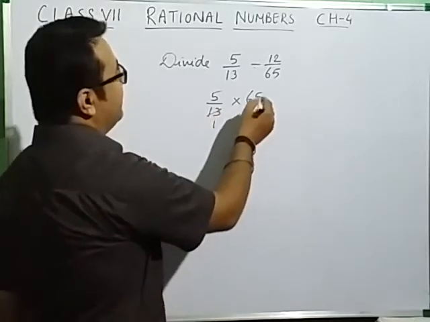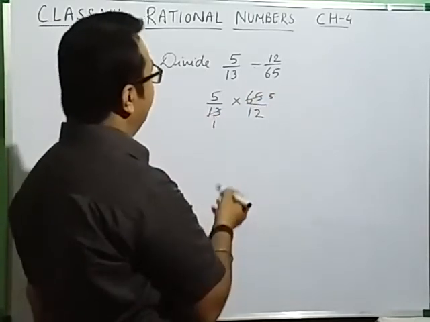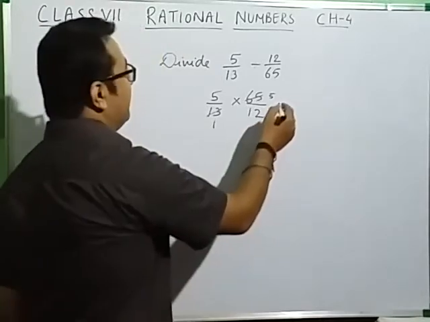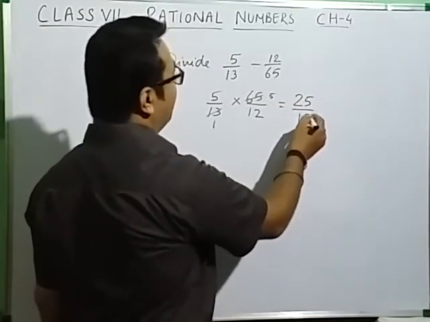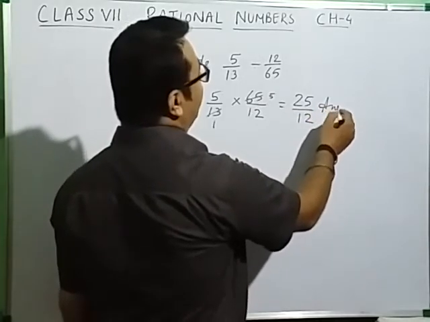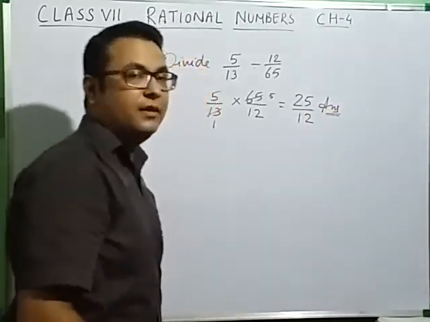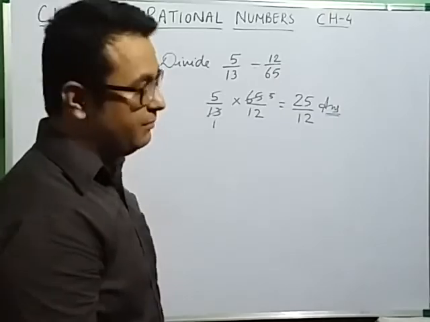So 13 ones are 13, 13 fives are 65. Now nothing can be reduced. So 5 5s are 25 and the denominator we have is 12. So 25 upon 12 will be our answer. Okay, this is how we divide the given rational numbers.